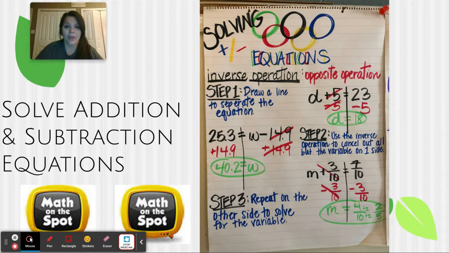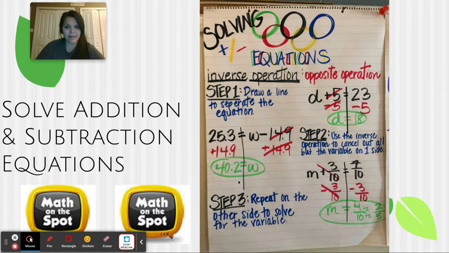So let's look at this one. Remember, whenever we talked last week, we said it doesn't matter which side the total is on and which side it's not on, because it's just an equation and they're always equal. So this might look a little weird, but it's still the same process that we use. So I have 25 and 3/10 equals w minus 14 and 9/10.